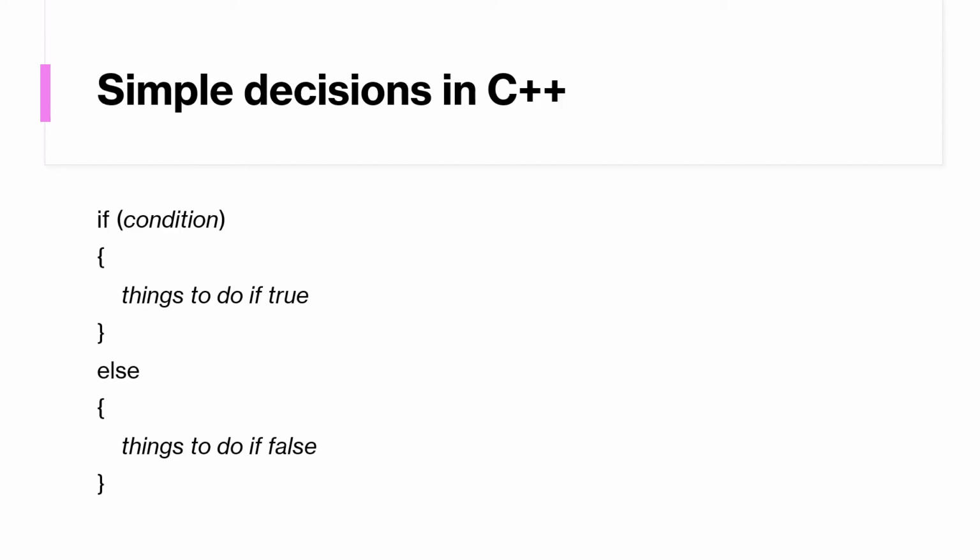Okay, simple decisions in C++ look like this. There's an if with a condition in parentheses, and then there's a code block, which can either be a single statement or multiple statements in curly brackets. And that's the things that you're going to do if the condition is true. Okay, then there's an else, and then there's another code block, which again could be a single statement or it could be multiple statements enclosed in curly brackets.